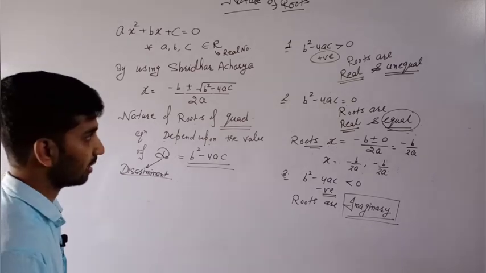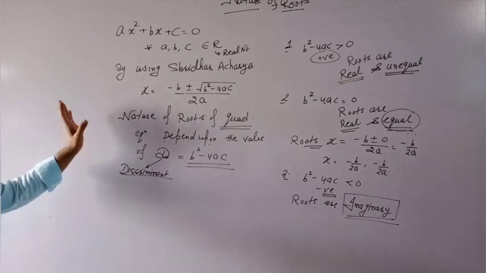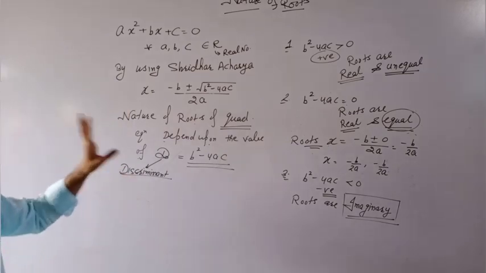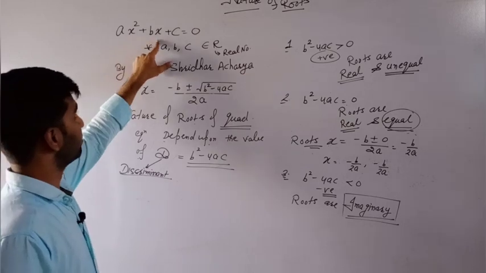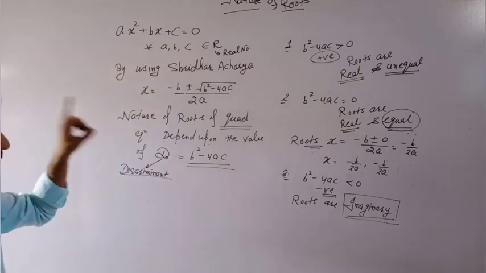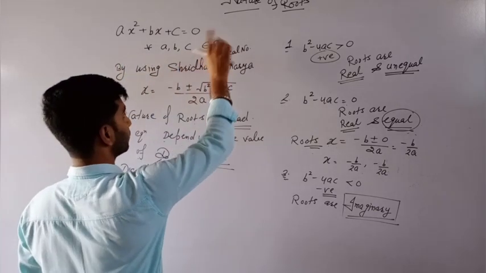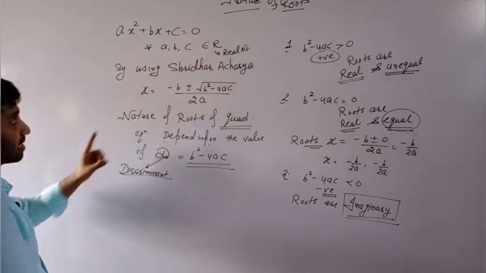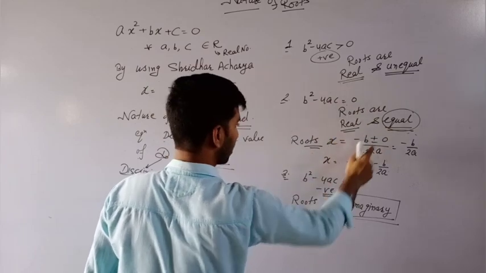It is in our syllabus that ax square plus bx plus c is equal to 0 is the general form of a quadratic equation for all a, b, c belonging to R. If a, b, c belong to R, then we classify the nature of roots in 3 parts: real and unequal, real and equal, or imaginary.